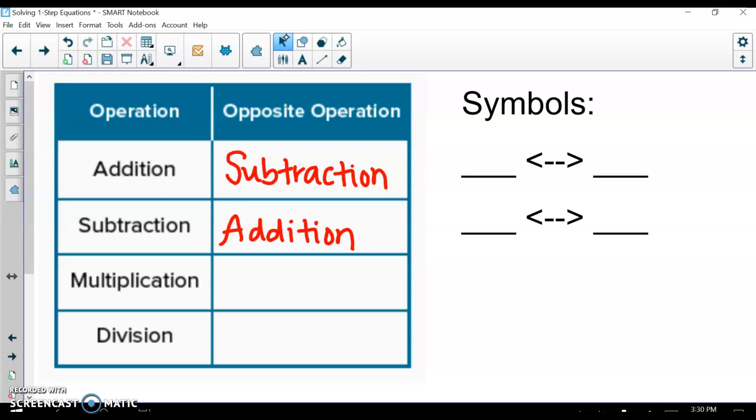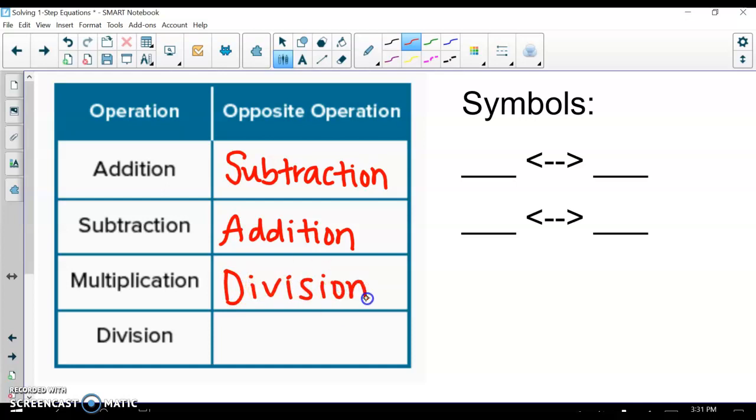So then next we have multiplication and division. The opposite of multiplication, I'm sure this is coming as no surprise now, is division. Which then leaves the opposite of division to be multiplication.